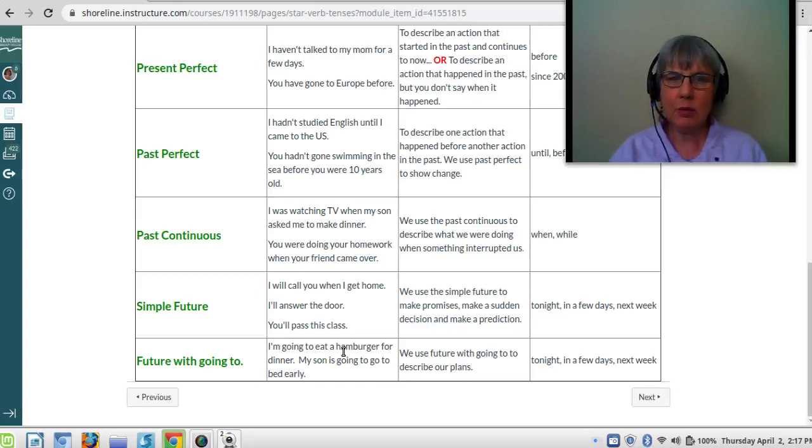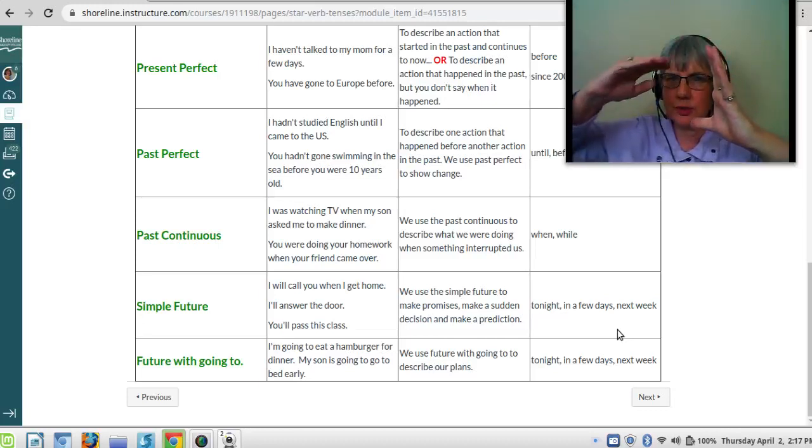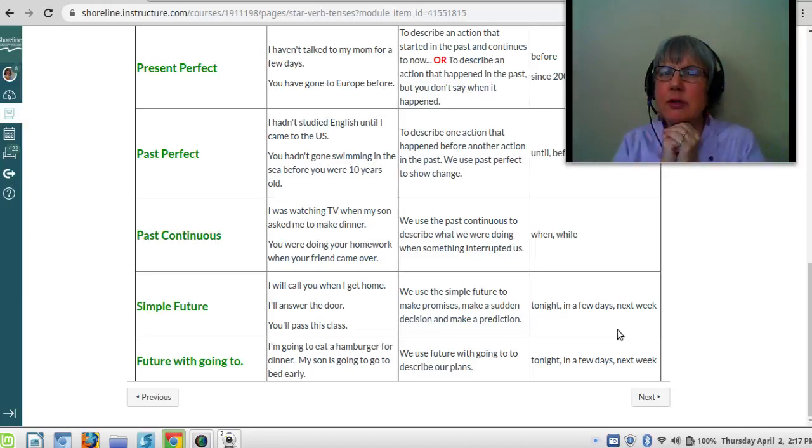My son is going to go to bed early. Maybe he has a plan. I'm telling you my son's plan. We use future with going to describe our plans. And so I'll have the same future days, tonight, in a few days, next week. Okay, so some of this is new, and we will study it in more detail in another unit. But right now, we're just looking at the big picture to see the differences between the verb tenses.